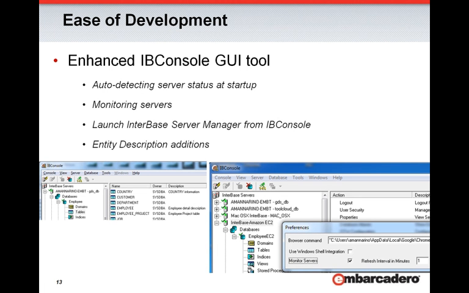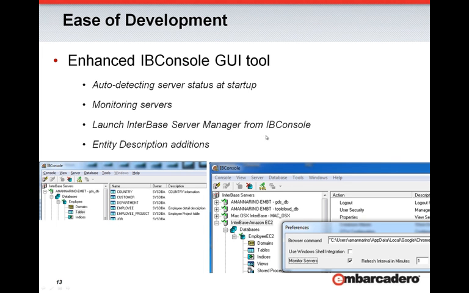So here's a quick recap on the enhancements we just saw with the new IB console. We saw we can do auto detecting server status at startup and monitoring of the servers, and that allows us to check on the status of different servers running on our network so we can monitor whether the servers are alive or need some attention. We saw that we can launch the InterBase Server Manager from the IB console.